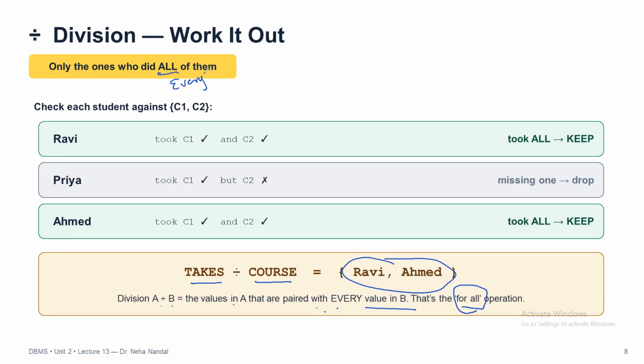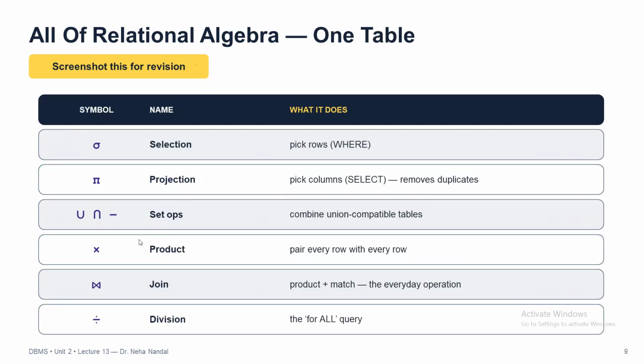then what you have to do? Supplies every part, took every course, booked every seat. That's your signal of utilizing division. So now I'll give you one complete picture, and after completion of relational algebra, we'll be discussing certain questions on algebra and we'll be solving them. So that's a complete picture of relational algebra that we have discussed so far. Please take a screenshot of this to remember it or make a note of this in your notebook.